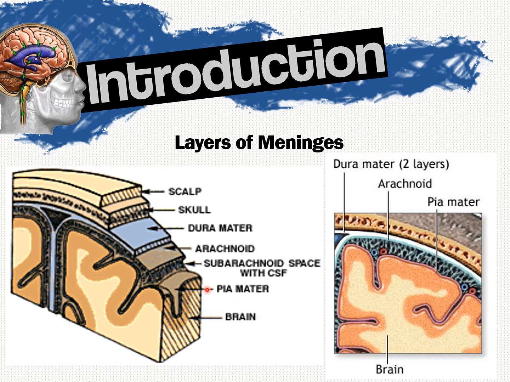So our CSF flows actually between here or here. It's between the arachnoid and the pia mater.